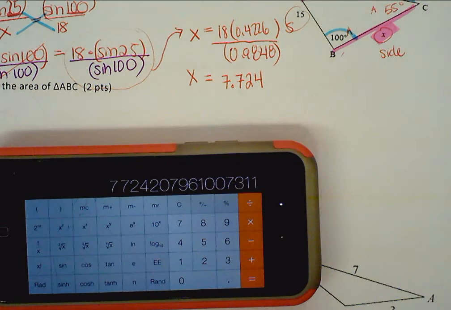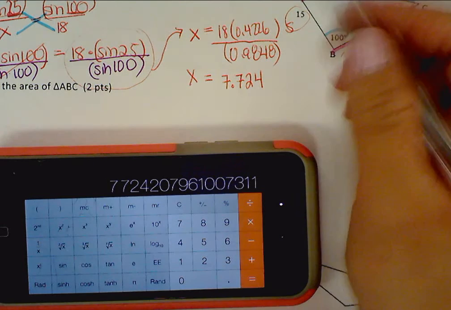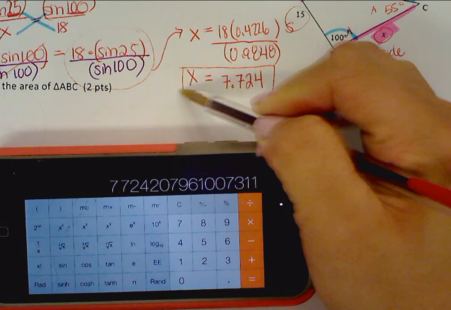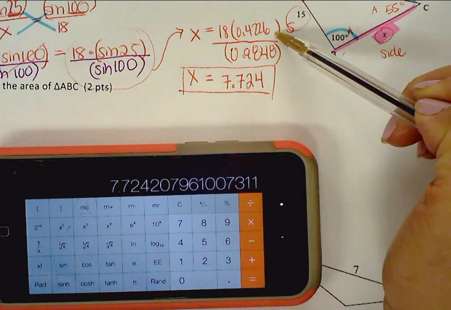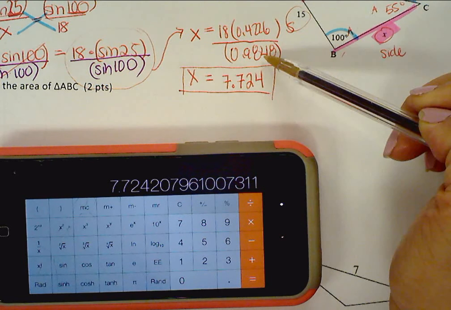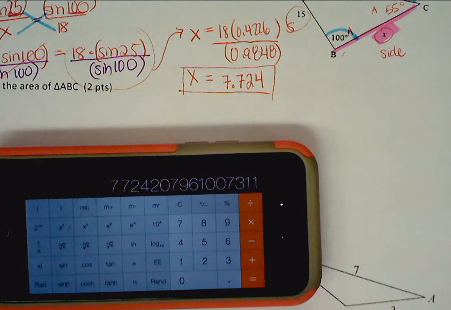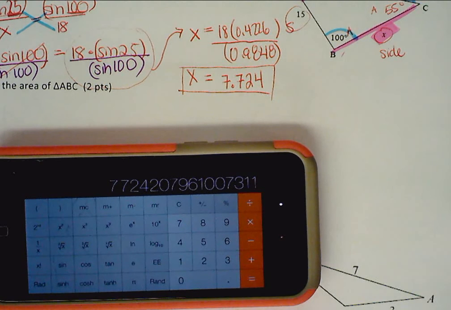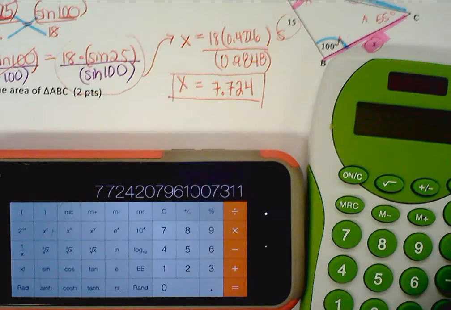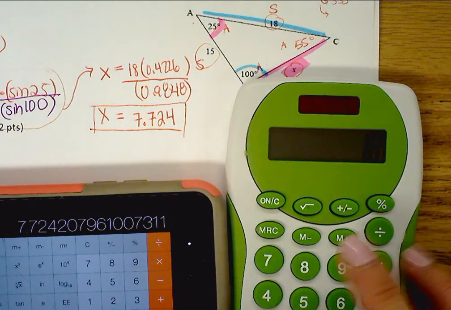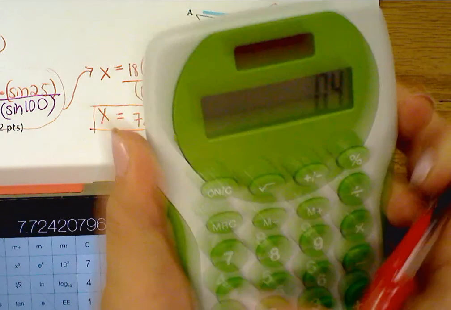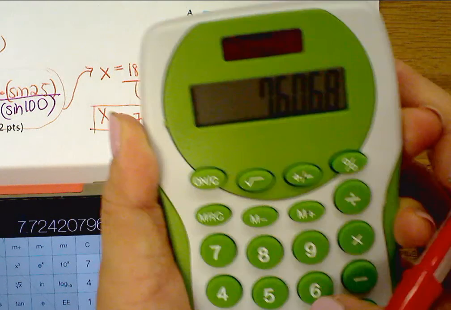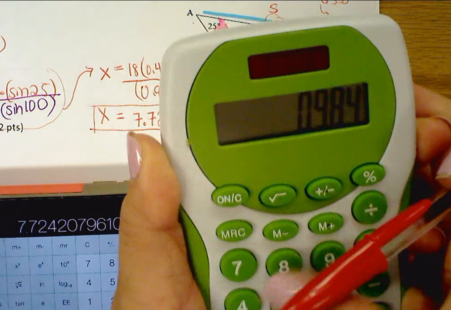I gave you a green sheet. On the test, you would have found sine of 25 by using this sheet and get this number, and you would use the sheet to get this number. And then you would have to use a regular rinky-dinky calculator to do the same thing: 18 times 0.4226 divided by 0.9848.